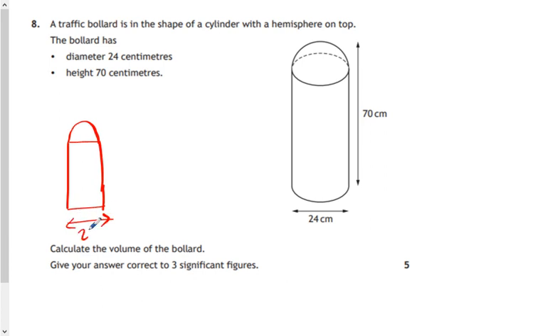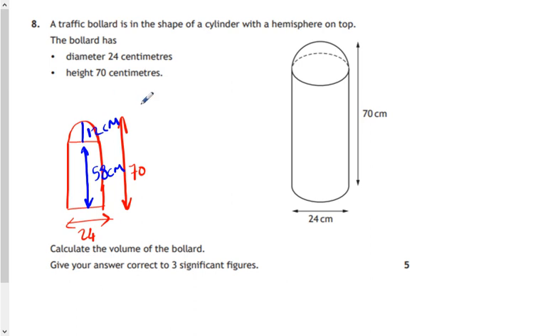It's 24 centimeters in diameter and 70 centimeters in height. Now, since it's 24 in diameter, that means it has a radius of 12 centimeters, which gives us the rest of this height here to be 58 centimeters. And from there, we can calculate the volumes.